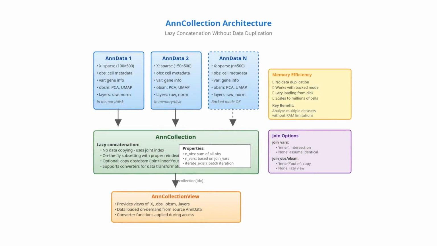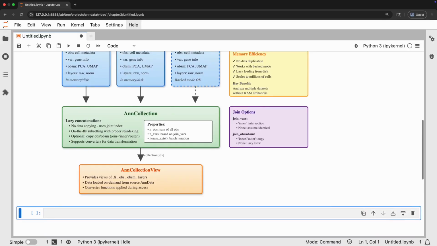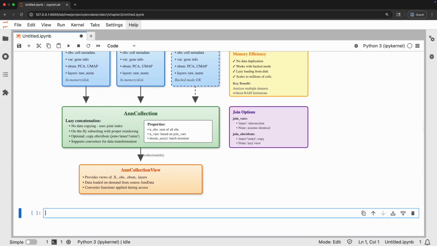Let's start by understanding the architecture of AnnCollection. The key concept here is lazy concatenation, which means we maintain references to original data rather than creating copies. This enables us to analyze datasets that are larger than our available RAM. Take a look at this architecture diagram that shows how AnnCollection maintains references to multiple AnnData objects without duplicating the data. Let's import the necessary libraries for our tutorial.